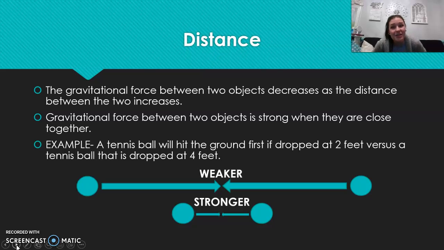Distance. Distance is also another factor that gravity depends on. So the gravitational force between two objects decreases as the distance between them increases. Right here, these dots: you have one here and you have one here, but this is going to be weaker than if they were here and here. This pull is going to be stronger than this pull. So for this example, the tennis ball hits the ground first if dropped at 2 feet versus if it was dropped at 4 feet.